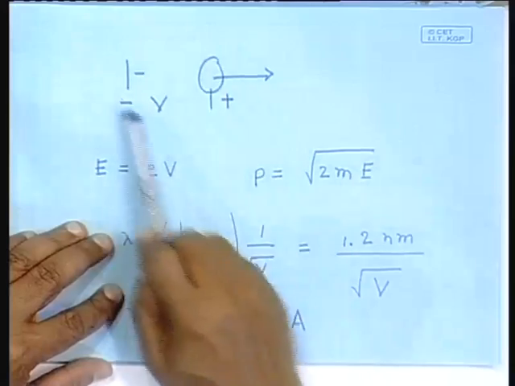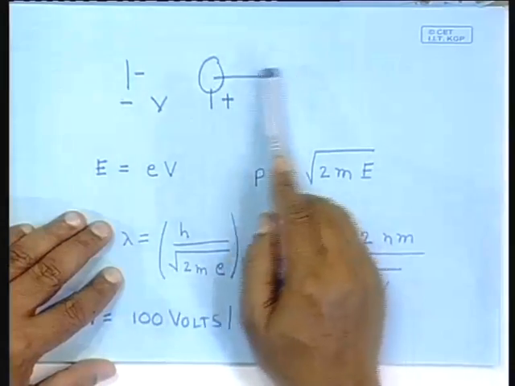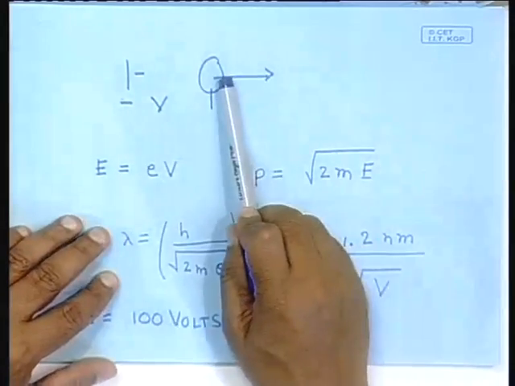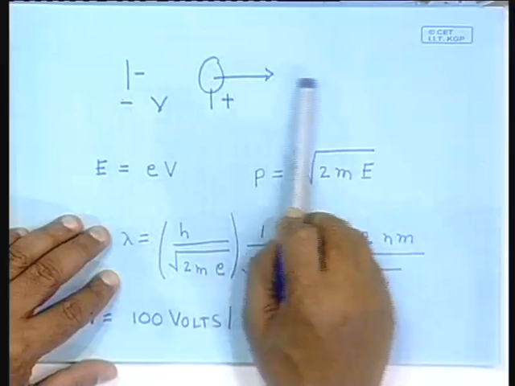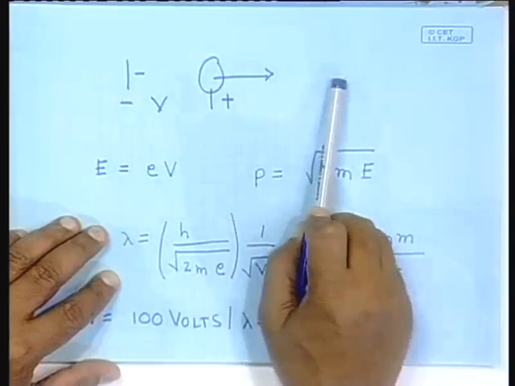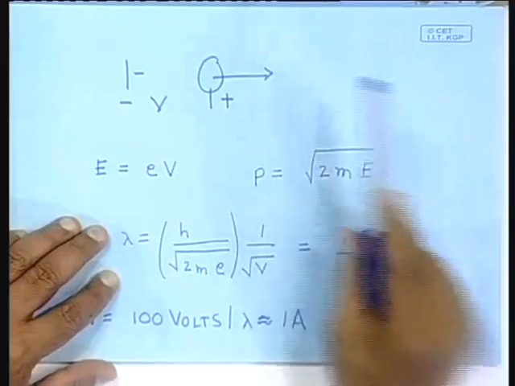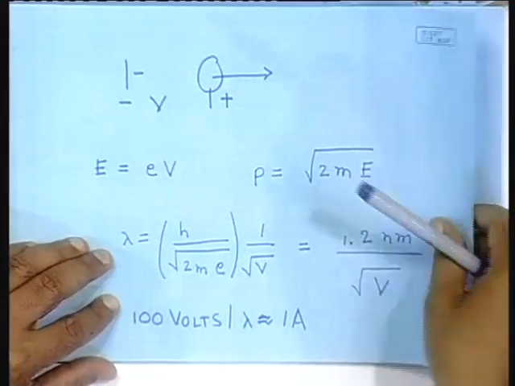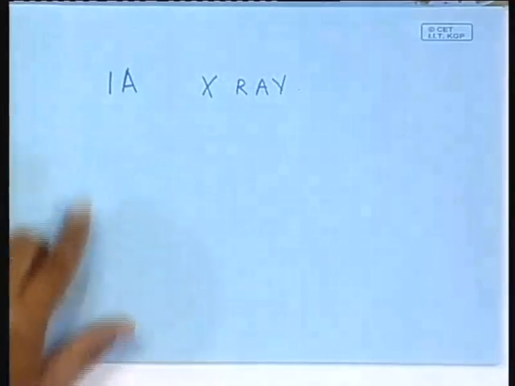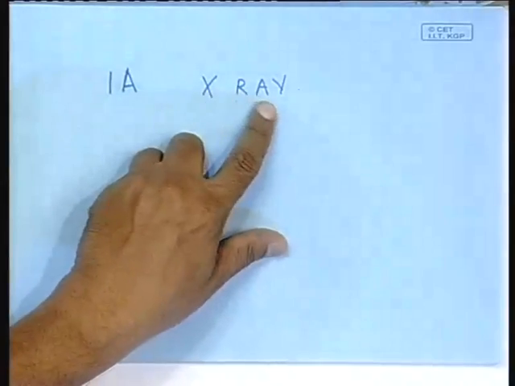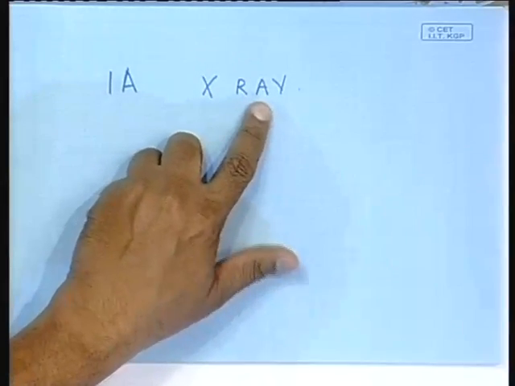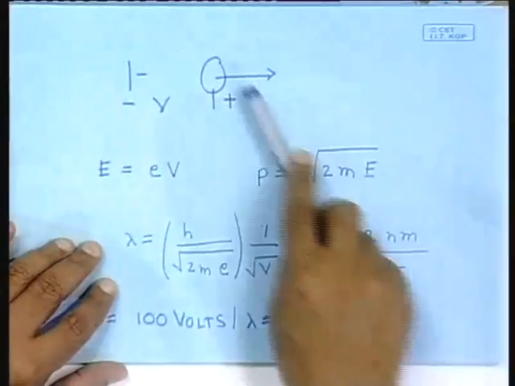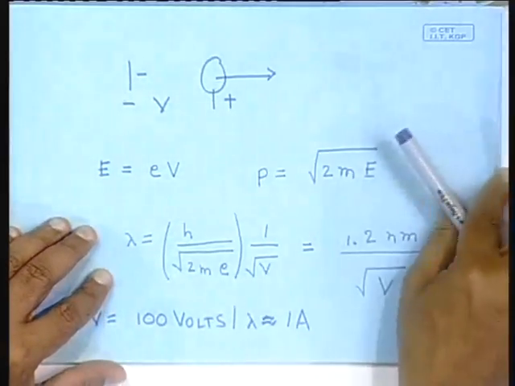So, you have an electron gun over here which produces a beam of electrons that come out. If you could somehow observe interference or diffraction with this electron beam that comes out, you would be able to verify that this is actually a wave. And the wavelength that you expect is around 1 angstrom, which you know is the wavelength of X-ray. So, this is not an electromagnetic wave, but its wavelength is comparable to that of X-ray.